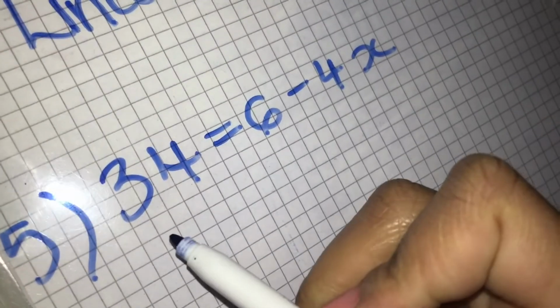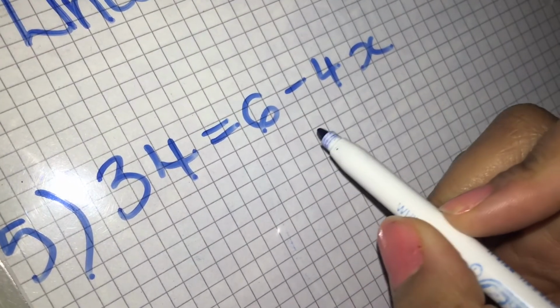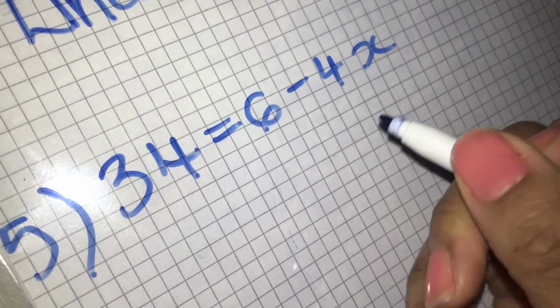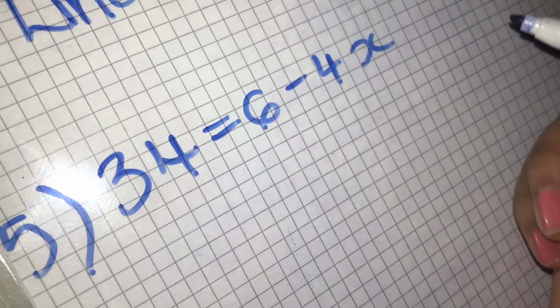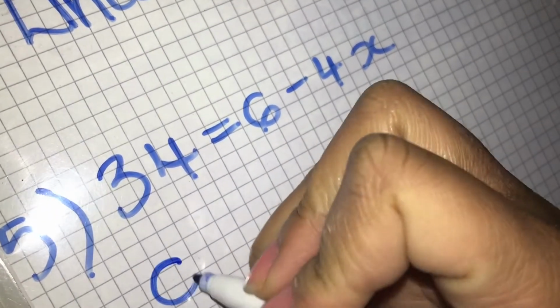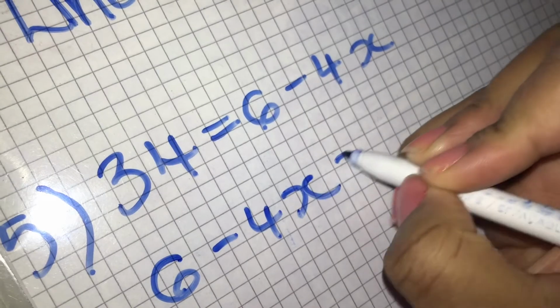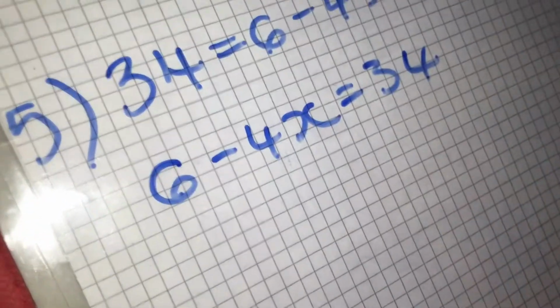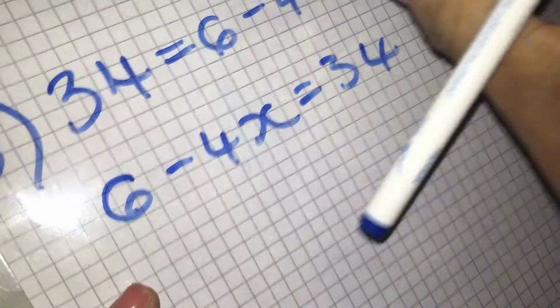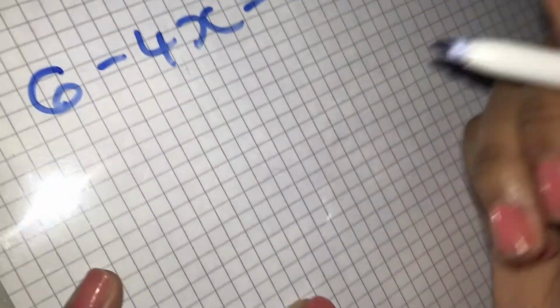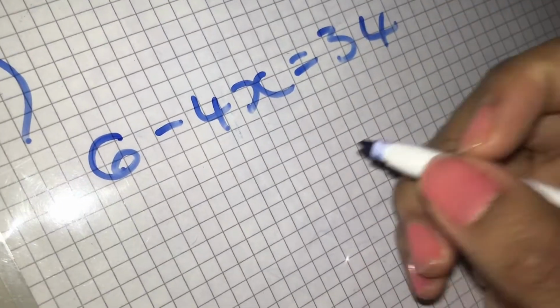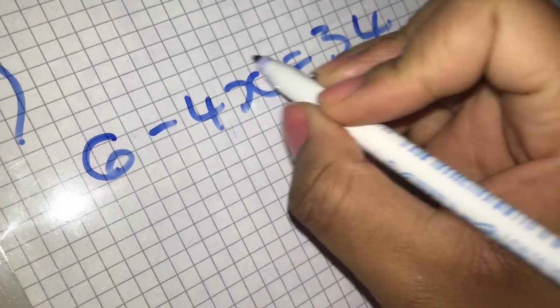Question is 34 equals 6 minus 4x. Okay, it's the same as before. If you want to, you can just make it 6 minus 4x equals 34. Same thing, you've just turned it around. If you feel more comfortable, then just make sure you copy that out accurately, and that's fine. So we want to get this x on its own again.